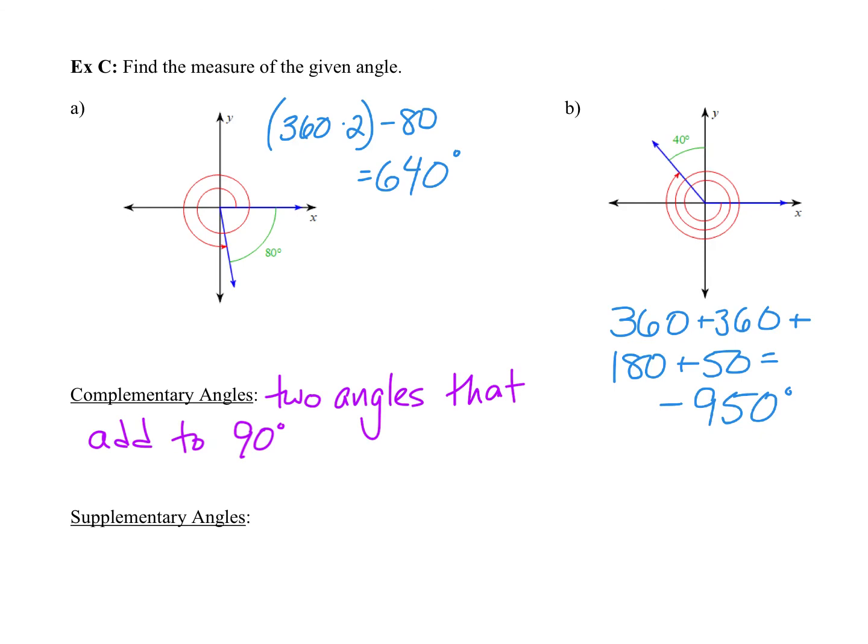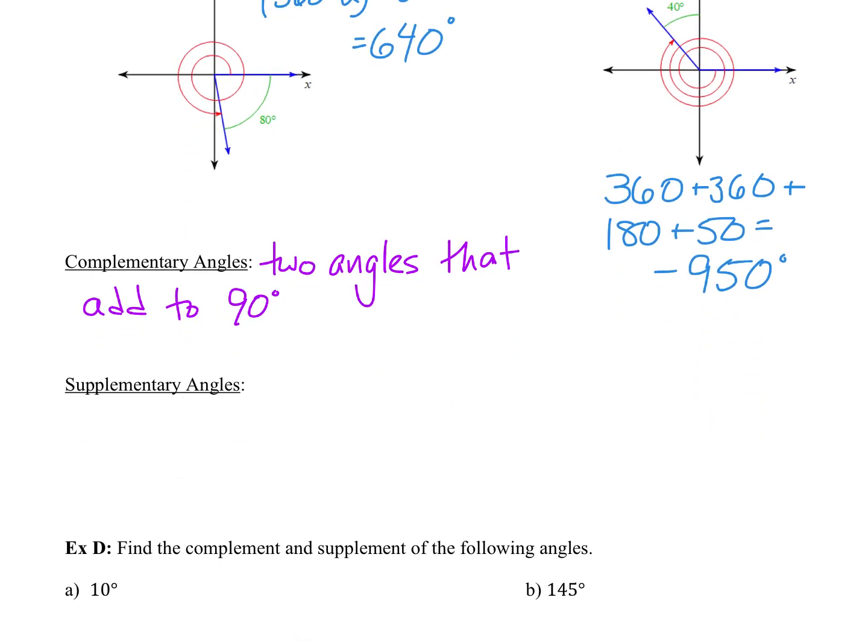And these angles do not necessarily have to be connected to each other. They often are, but they don't have to be, meaning they don't have to have the same vertex. Supplementary angles are 2 angles that add to 180. And these are also on my poster. There's that dark blue poster over there. It's got complementary, supplementary, linear pair, adjacent, and vertical angles.